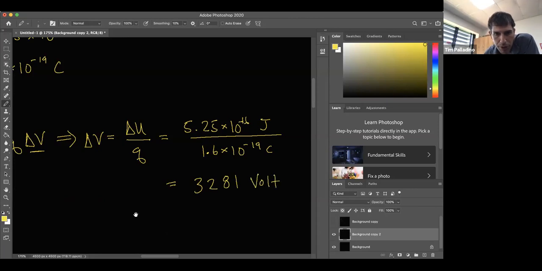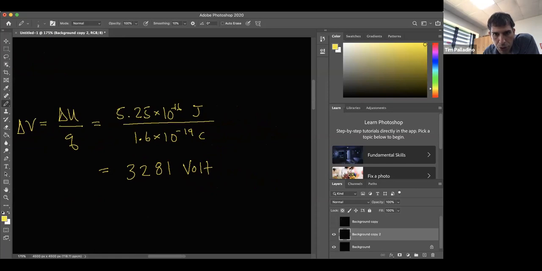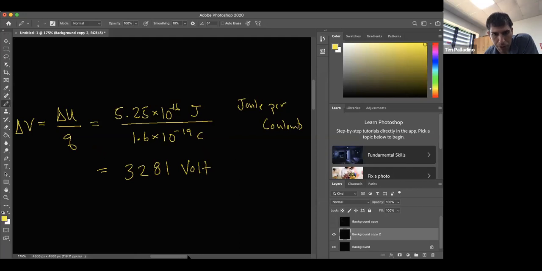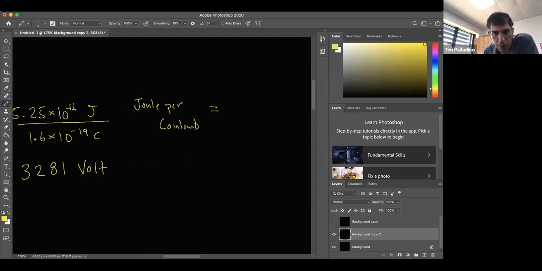Now, the units for this, a joule per coulomb, is called the volt, V-O-L-T. So joule per coulomb, energy per charge, this is referred to as a volt. Another way to think of this is the energy each charge has. All right, it's going to be a volt.